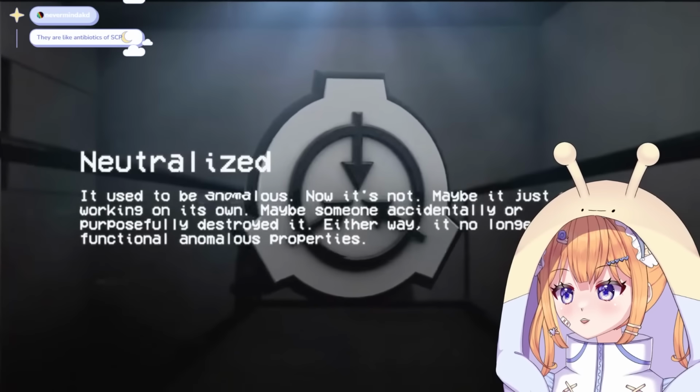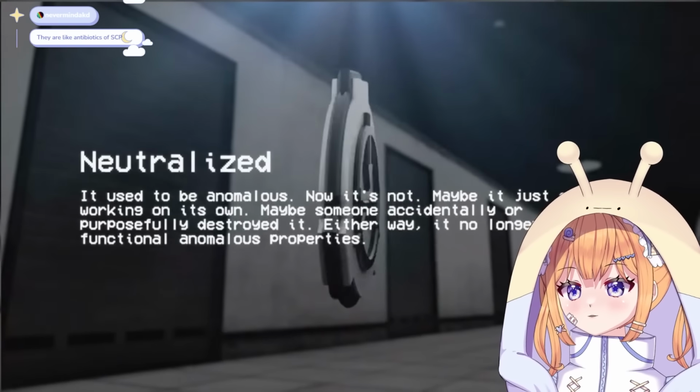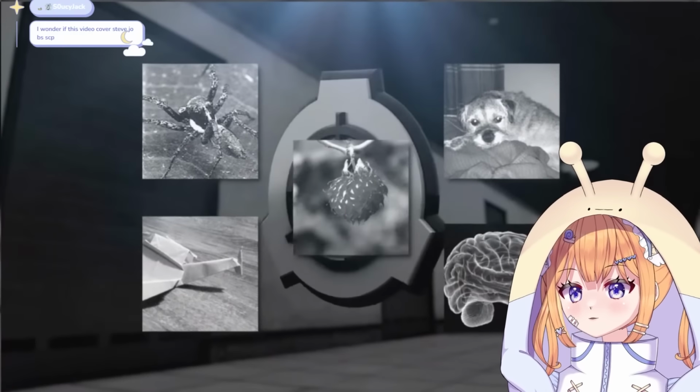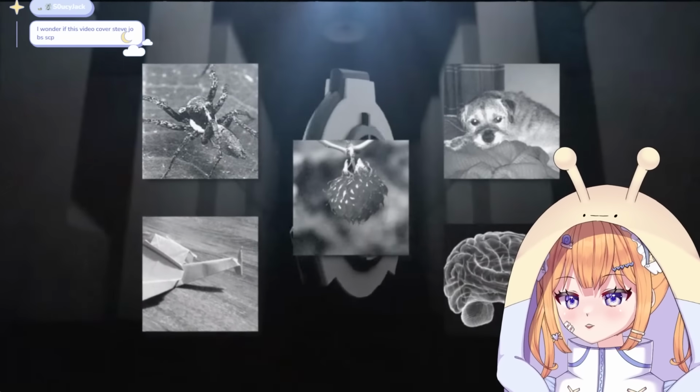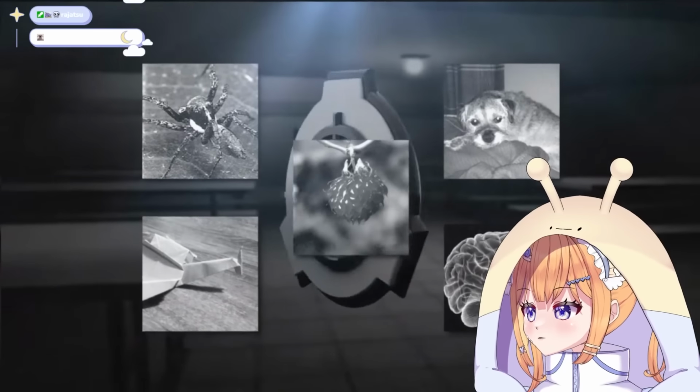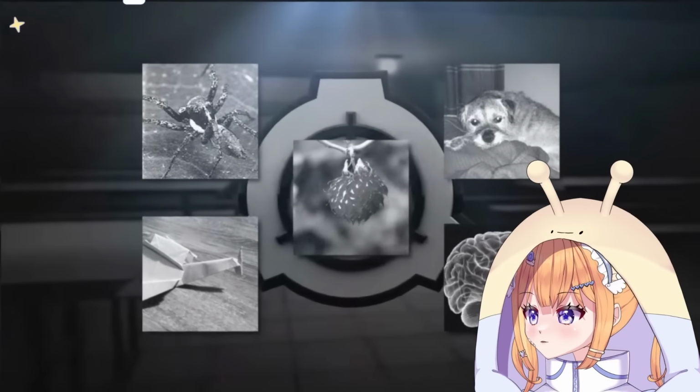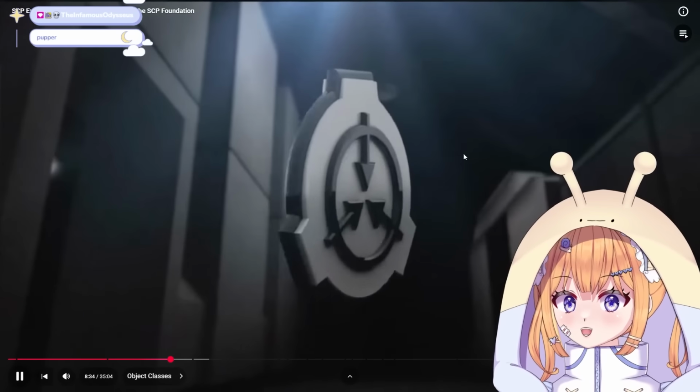Some notable examples of neutralized class SCPs are SCP-1470, SCP-2682, SCP-3519, SCP-1762, and SCP-2420. Popper, yeah.